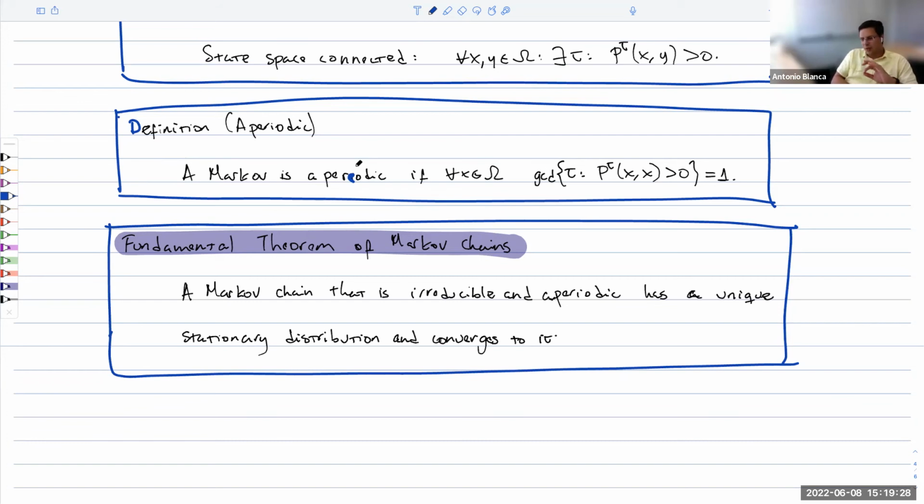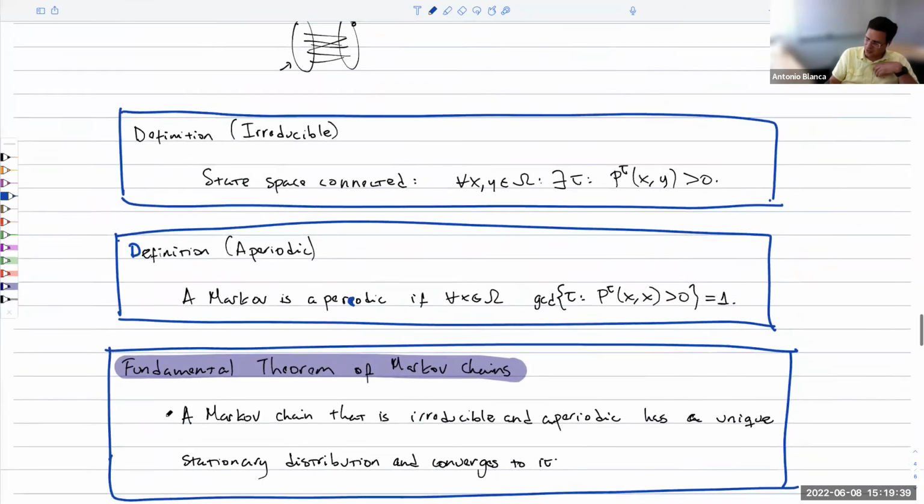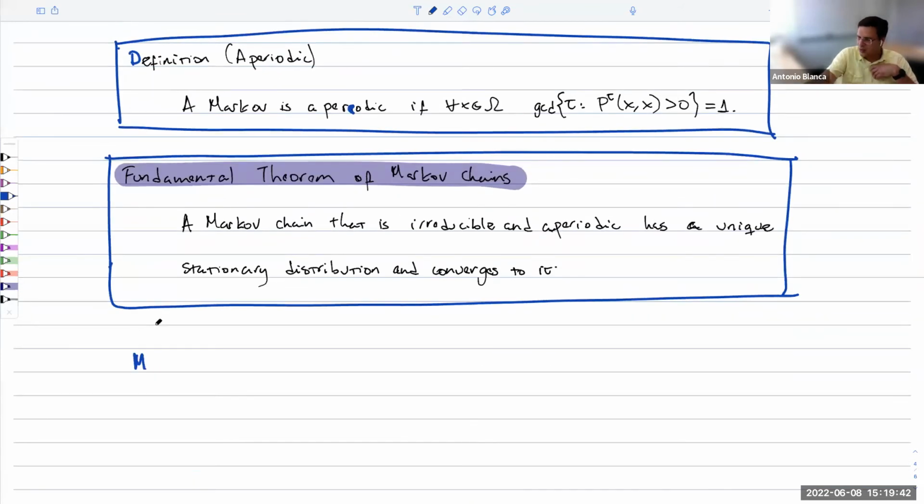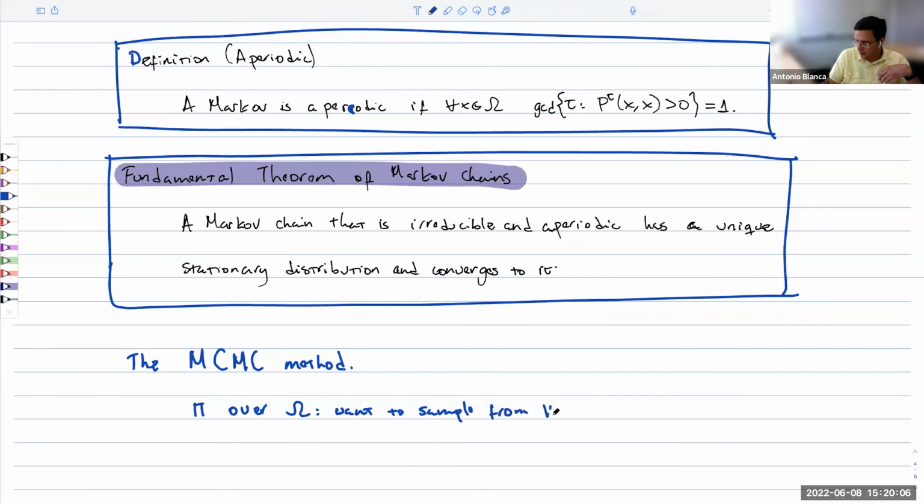Okay, so now that we have this fundamental theorem of Markov chains, I'm going to define finally what the Markov chain Monte Carlo method is, or a Markov chain Monte Carlo algorithm is. So here it is. What is the idea? Remember the initial problem that we wanted to solve. Markov chain Monte Carlo method. We have some distribution pi over omega, and we want to sample from pi. This is the problem from the beginning of the lecture.